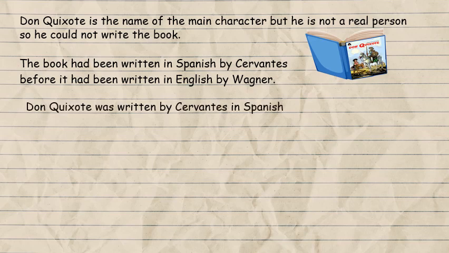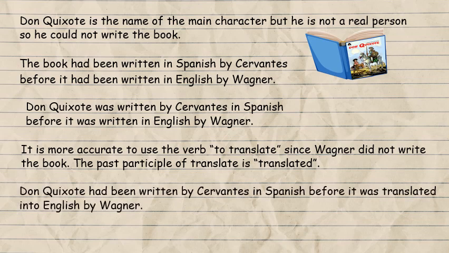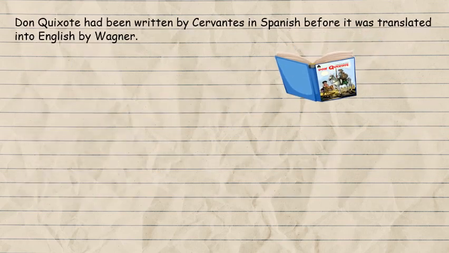Don Quixote was written by Cervantes in Spanish. Before it was written in English by Wagner. It is more accurate to use the verb to translate since Wagner did not write the book. The past participle of translate is translated. Don Quixote had been written by Cervantes in Spanish before it was translated into English by Wagner.